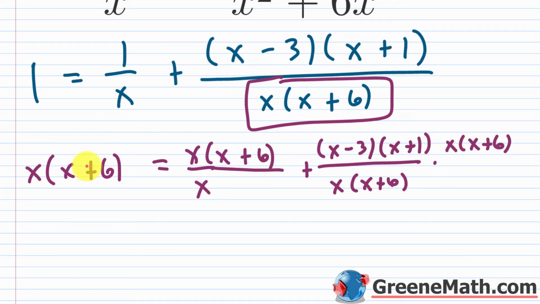Okay, so nothing to cancel over here. This is going to cancel with this. And then this is going to cancel with this. Okay, so over here, I'm just going to go back to that form of x squared plus 6x.